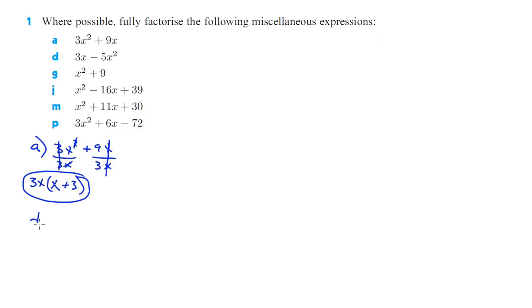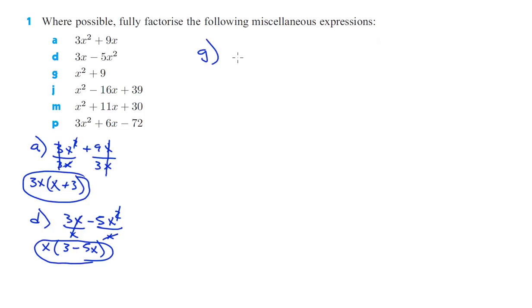Okay. Let's try D here. 3x minus 5x squared. Neither of them have a constant that they have a common factor of, but they both do have an x in there, so we can pull the x out, and that leaves us with 3 minus one of those x's reduces with that, and we're left with 3 minus 5x. You can't factor that any farther, so this is also done.